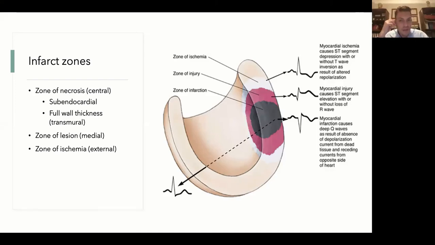Okay, then we have on the outer part, the zone of the lesion, which is actually still supplied with blood, but it's slowly about to die, and the zone of ischemia, which is the outer part, and it will be the first one to recover if we fix the blood flow that is not going properly to that place.